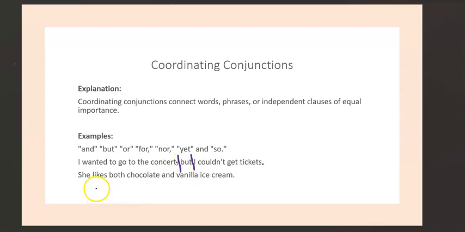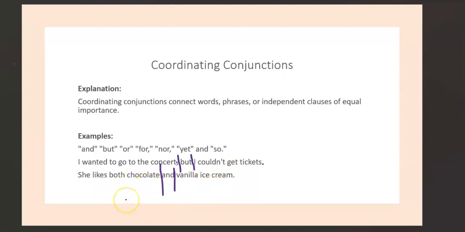Look at the second sentence here. "She likes both chocolate and vanilla ice cream." Now, look at this "and" here. This is a coordinating conjunction connecting two sentences. So we can as well say, "She likes chocolate, she likes vanilla ice cream." So these are two perfectly different sentences.